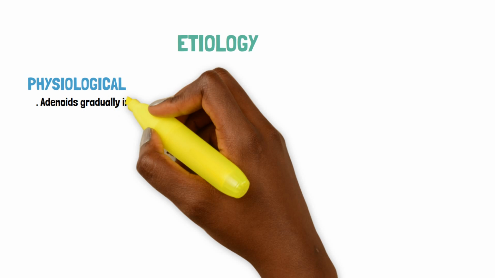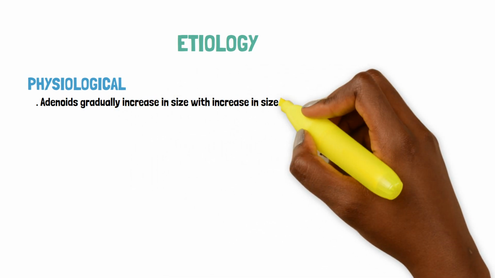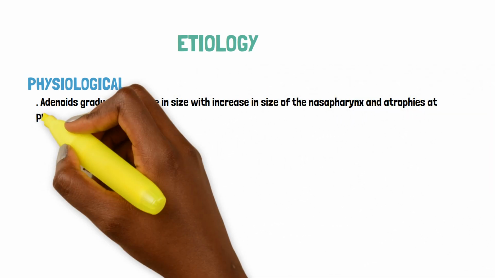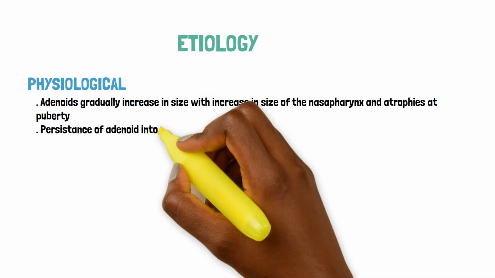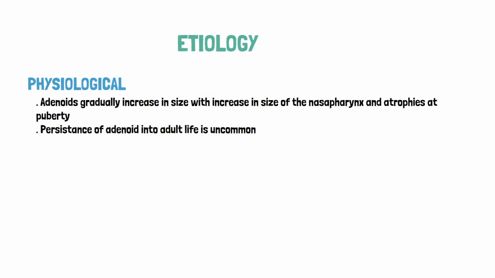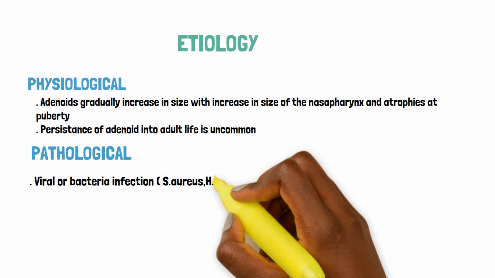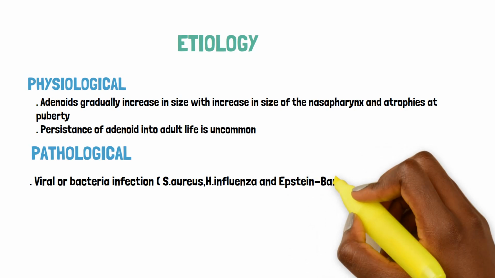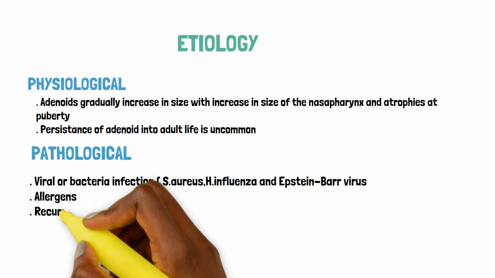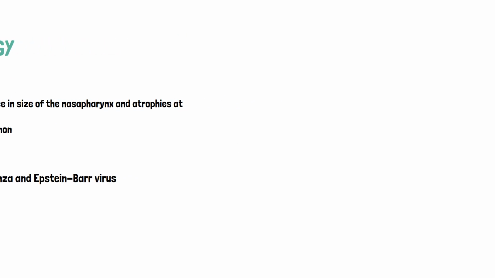Etiology. It can be physiological or pathological causes. Physiological. Adenoids gradually increase in size with increase in size of the nasopharynx and atrophies at puberty. Persistence of adenoids into adult life is uncommon. Pathological causes can be viral or bacterial infections, example S. aureus, Haemophilus influenzae, and Epstein-Barr virus, allergens, and recurrent upper respiratory tract infection.